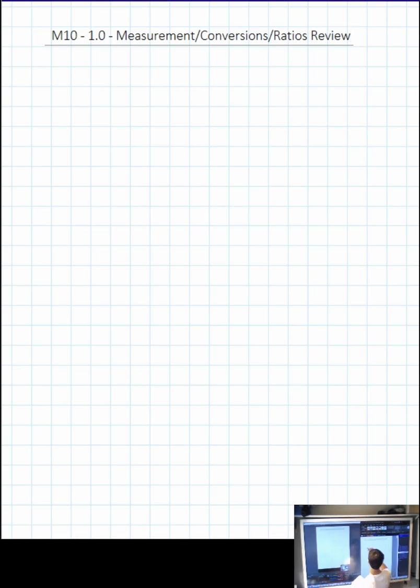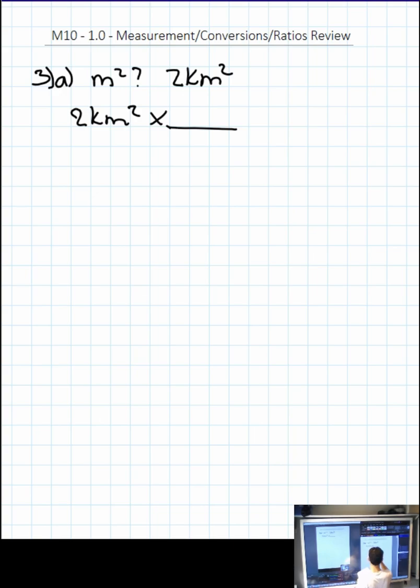All right, so question number 3, area and volume. 3A: how many meters squared in 2 kilometers squared? So we have squared units this time. We're going to start by taking our 2 kilometers squared and starting it on the margin. Now we're going to times by a conversion factor over. We need to cross off kilometers. We need kilometers on the bottom, and then we need meters on the top. And we know that there are 1,000 meters in 1 kilometer.